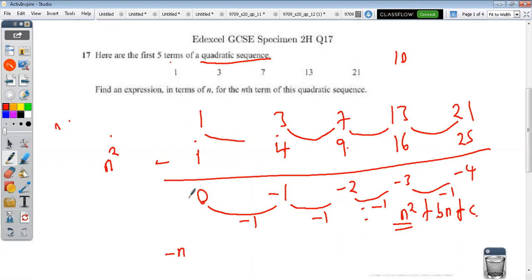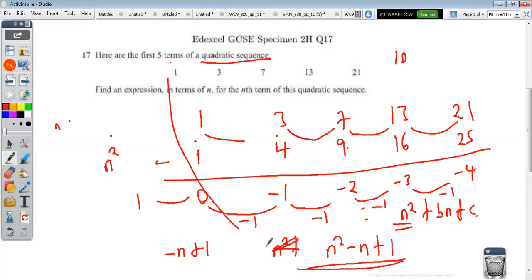Then I ask myself, what's before 0 is 1, because look at this, if I subtract, I go to this. So it's a plus 1 here. I'm done with the whole formula. It's simply n squared minus n plus 1, that is my formula for this.